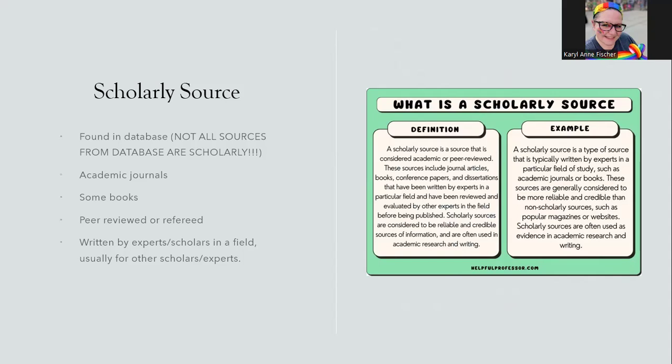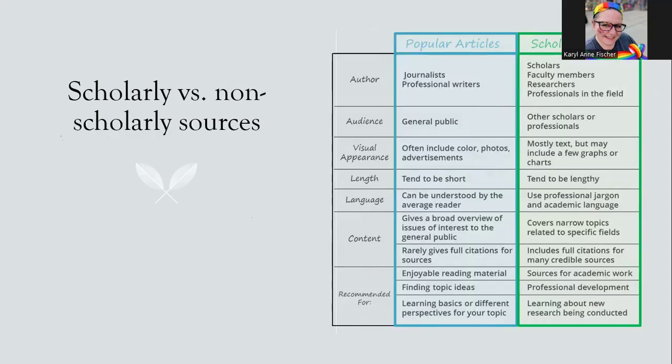These, however, are the most credible sources. They're the most reputable sources. They're the most trustworthy sources because of that. Often when we look for articles, what we wind up using are popular articles. However, those are not the same thing as a scholarly article because they're not necessarily written by the same scholars or researchers or professionals.